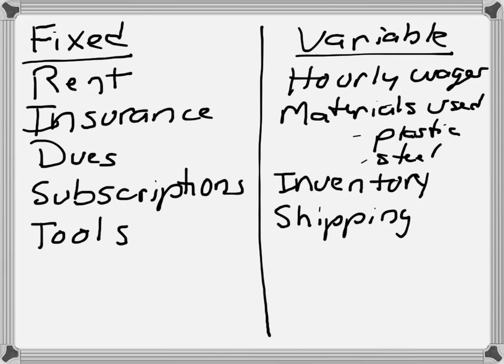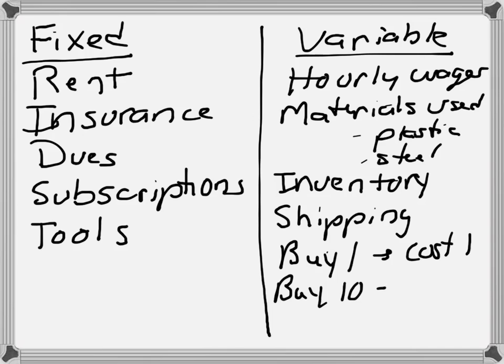And any other item that if I buy one, my cost is 1. And if I buy 10, my cost is 10. Any of those items would be considered variable costs.